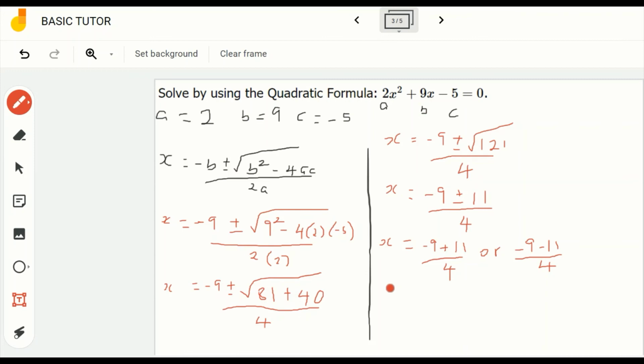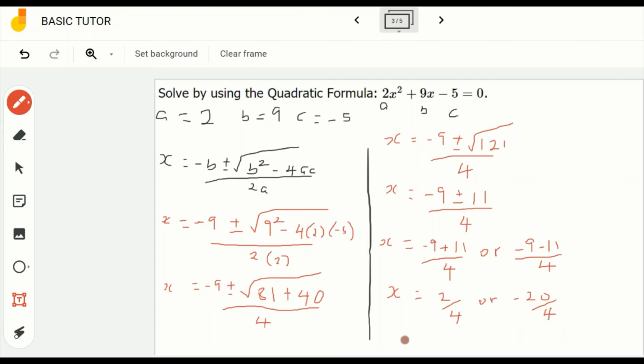So therefore our x is giving us minus 9 plus 11 is 2, so we have 2 over 4, or minus 9 minus 11 is minus 20 over 4. So we can break this down to get our final answer.